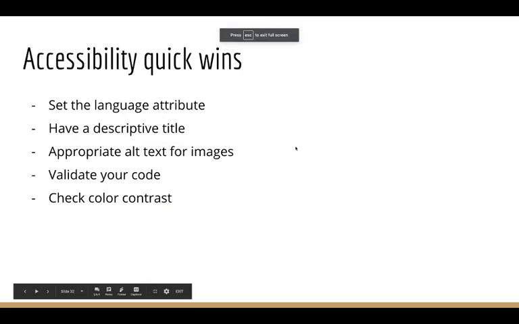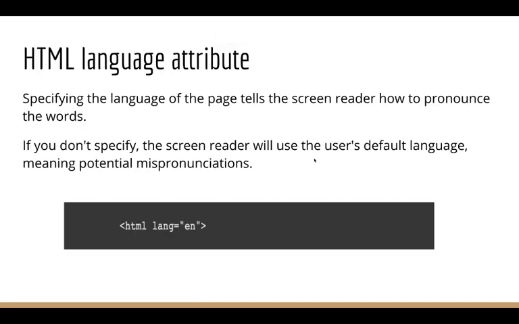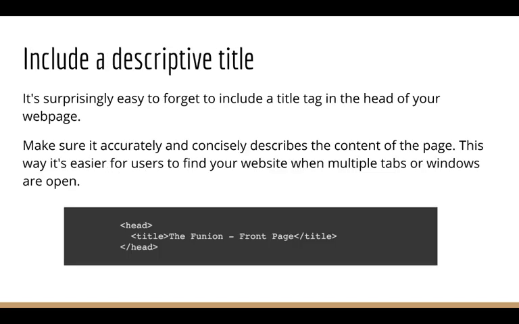Okay, so we spoke to these. We talked about the language attribute. You guys already know about this one. It's really easy to forget. It's just one of the requirements for a web page to have. A descriptive title, again in the head section, is also a requirement for every web page.